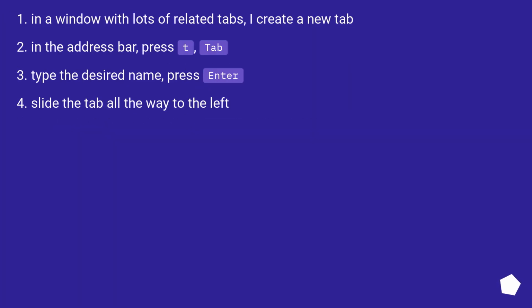In a window with lots of related tabs, I create a new tab. In the address bar, press T, tab. Type the desired name, press enter. Slide the tab all the way to the left.